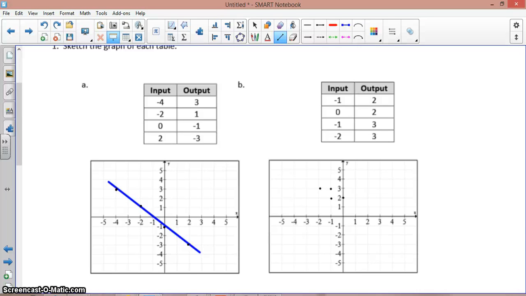Step 2 says draw a vertical line through each point. So I'm going to draw a vertical line here, vertical line there, going through each point that we plotted. And then I'm also going to do it on the second one.